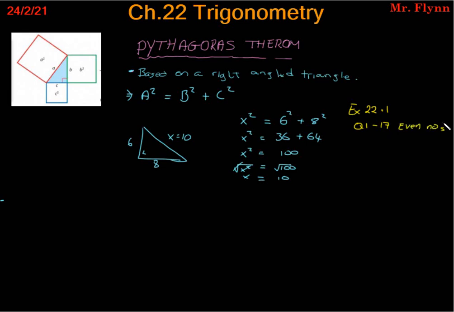Okay, so that's your first exercise there. So pause your video, go off and do the even numbers there within 1 to 17 for yourselves. Okay, it's all based on Pythagoras' theorem and working out the lengths of sides using Pythagoras.